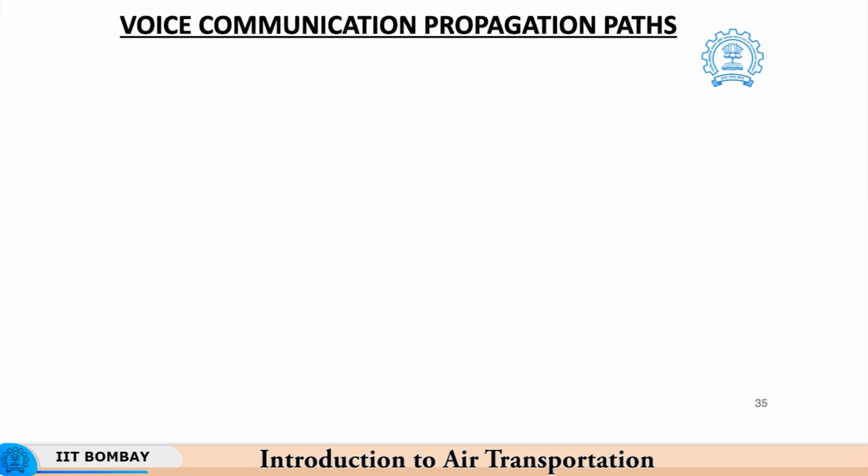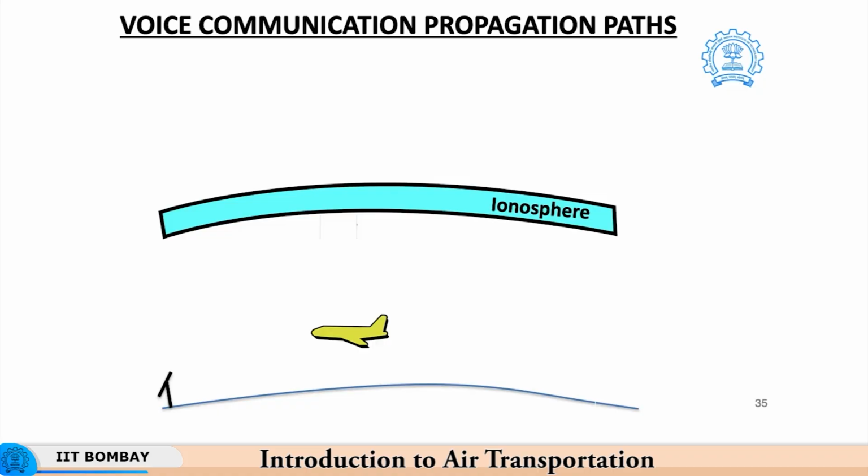So, let us understand the different paths associated with voice communication propagation. There are two types of communication that can happen between the aircraft and the ATC. First is called voice communication and the other is called data. First, we will look into the different ways voice communication happens. Let us understand this with a small context. There is an aircraft, there is a control tower or a transmission tower, then there is the ionospheric layer, which I will detail later.